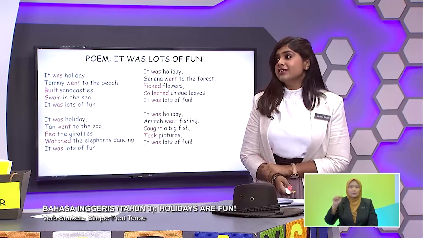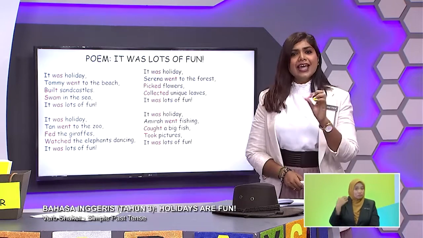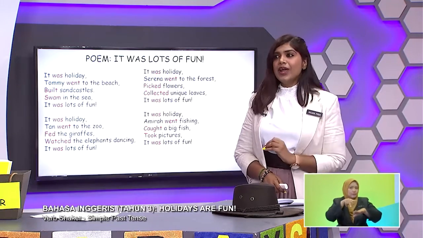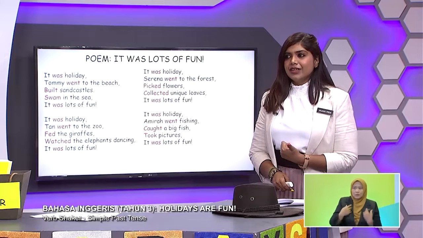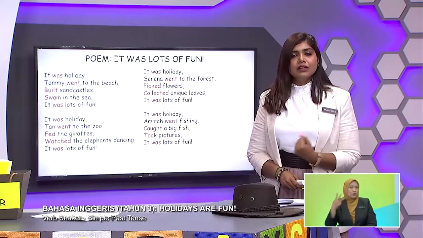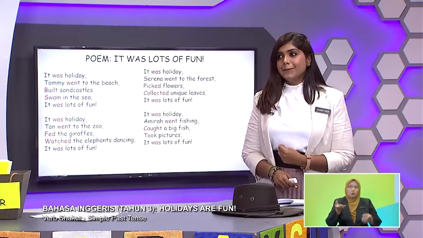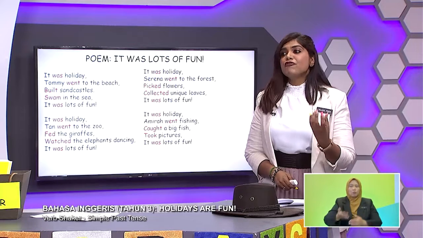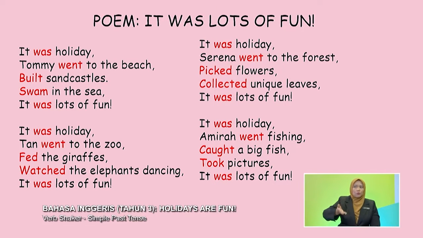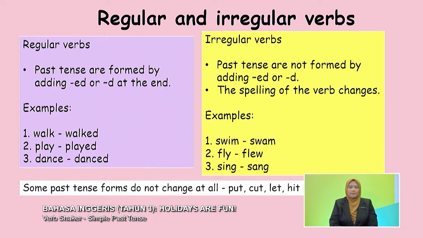Now, let's look at the poem. Remember, we recited this poem, Chris? Let's look at the words in red there: was, went, built, swam, went, fed the giraffes, watched. These are verbs in the past tense form. Now, these verbs can be divided into regular and irregular verbs.